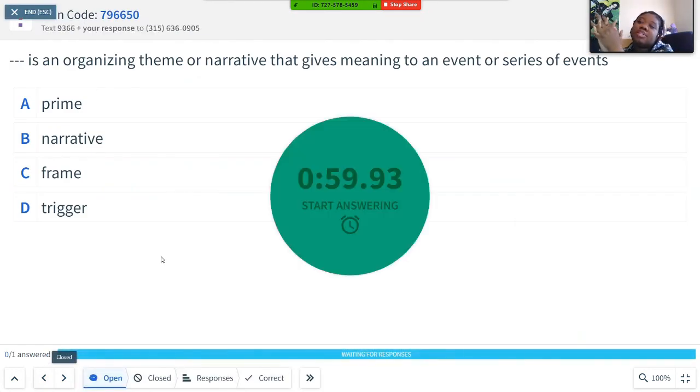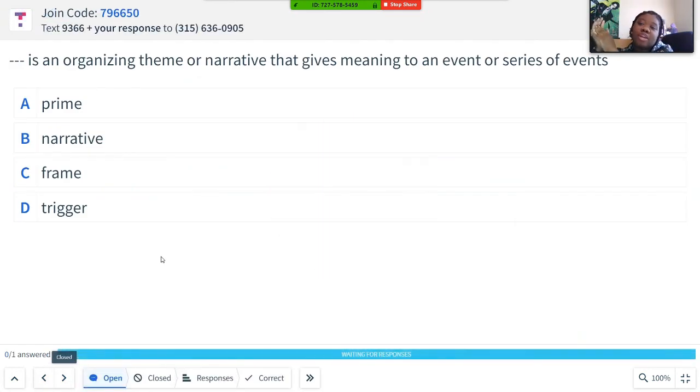Blank is an organizing theme or narrative that gives meaning to an event or series of events. Is it a prime, a narrative, a frame, or a trigger?